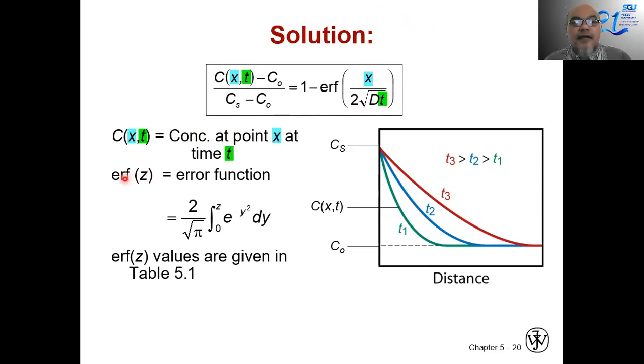The error function, erf z, is defined here. This is one of the transcendental functions. I think you studied this as well in calculus. It is 2 over square root of pi, integral from 0 to z of exponent minus y squared dy. The error function values are given in table 5.1 in the textbook. Usually we don't really calculate, but we just look at the table and then estimate the z value from the given error function value.